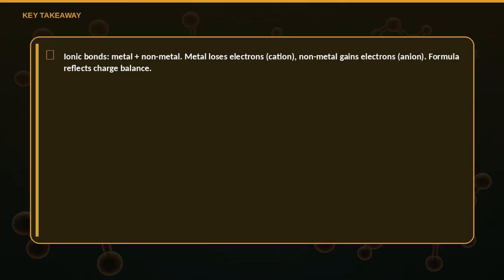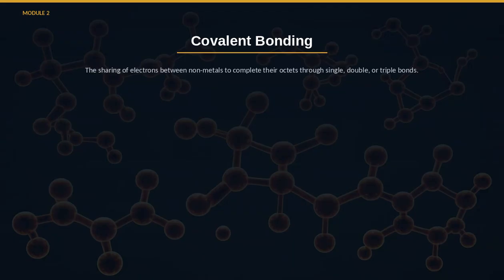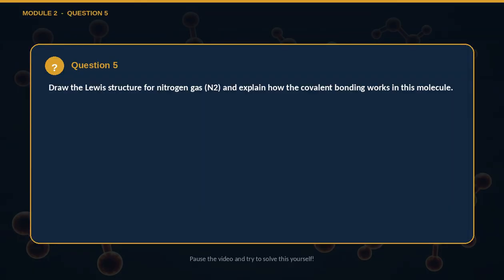Key takeaway: ionic bonds form between metals and nonmetals through electron transfer. The metal becomes a cation, the nonmetal becomes an anion, and the formula reflects charge balance. Next is covalent bonding. When 2 nonmetals bond, they share electrons instead of transferring them, creating single, double, or triple bonds. Question 5. Draw the Lewis structure for nitrogen gas, N2, and explain how the covalent bonding works in this molecule.